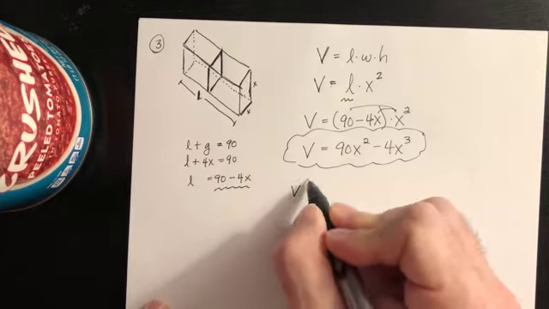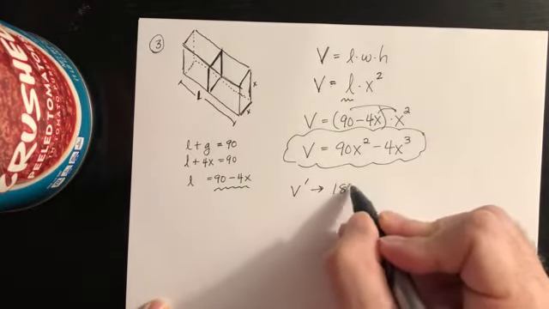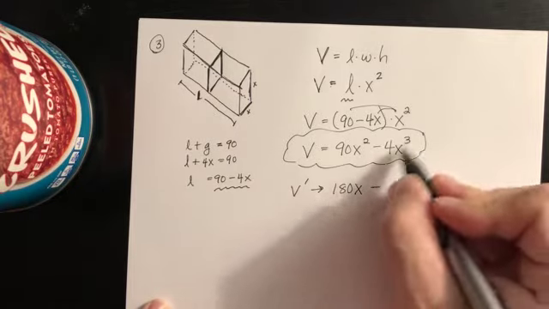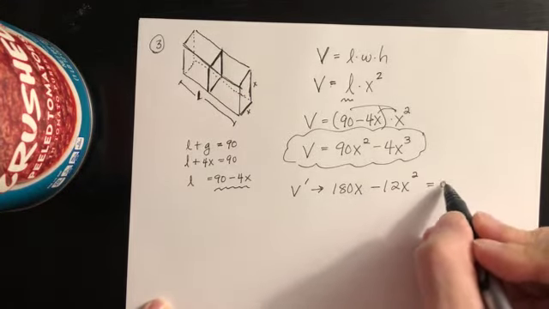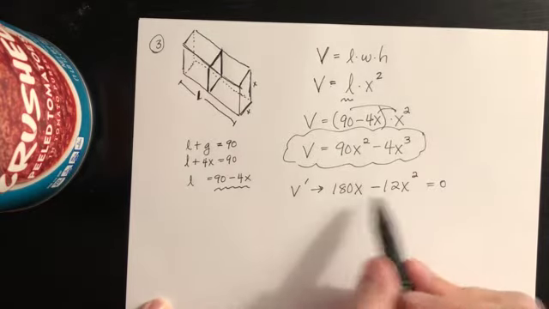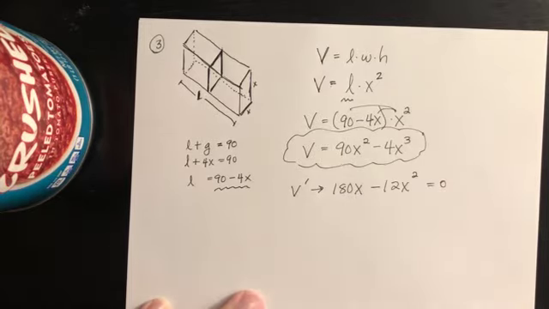Now I'm going to do the derivative step, which is multiply down, get 180, subtract 1, you get x. Multiply down, you get 12, subtract 1, you get x squared. And I'm going to set that equal to 0. Now this is quadratic, but I have a GCF, don't I? Let's see, does 12 go into 180?